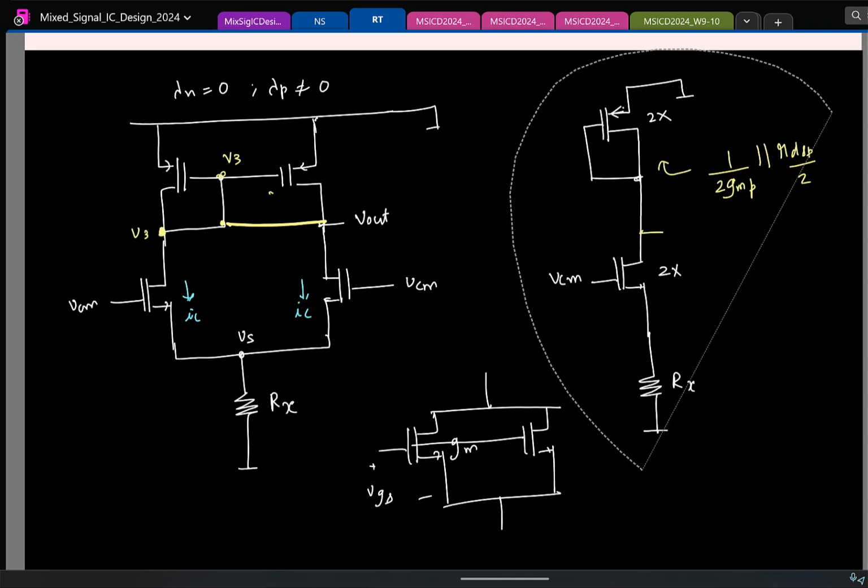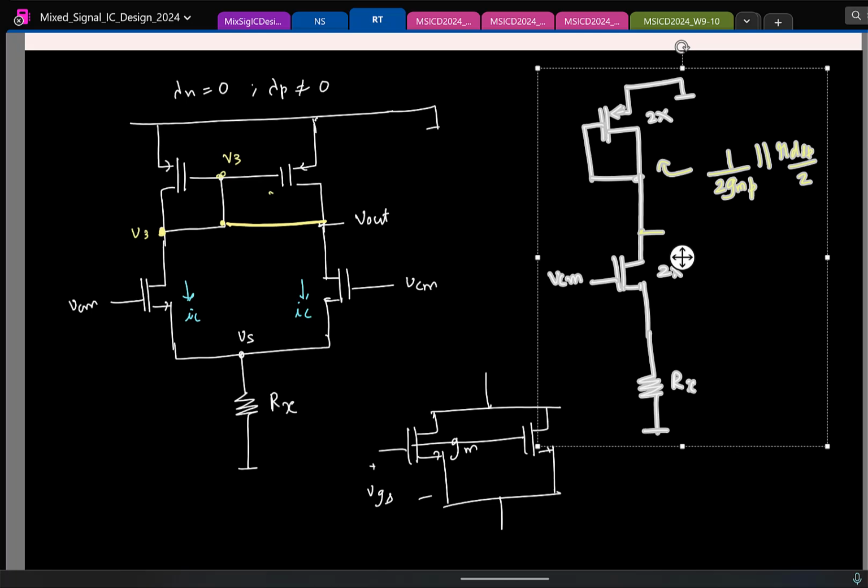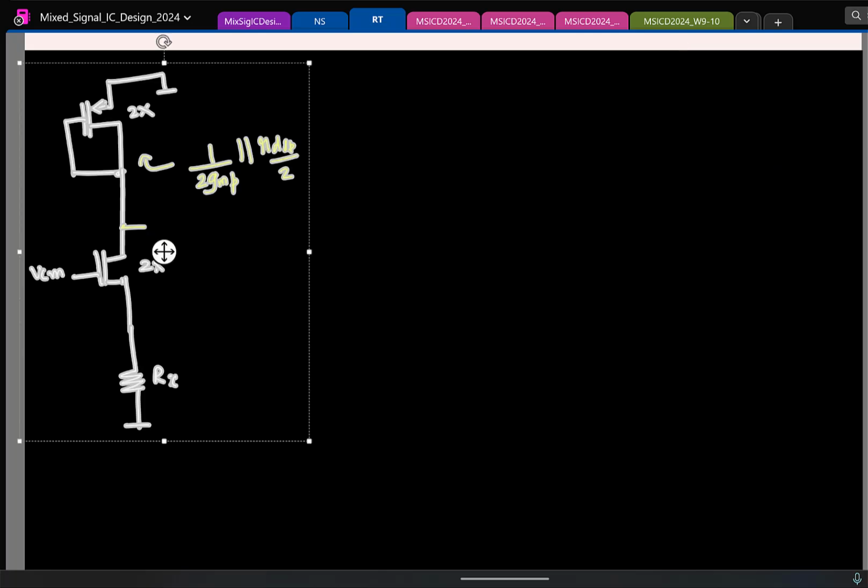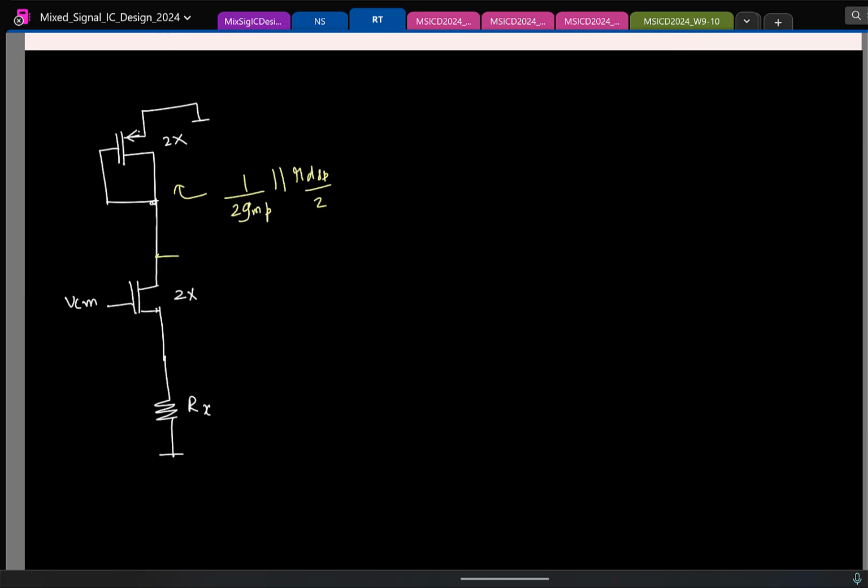Let me just take this circuit. We'll just look at this and wrap up for today. Yeah, so now I will basically replace the circuit like this. So this transistor has 2 times GMN, and you know this impedance. So this is the yellow impedance, say some RD, and this is RX, and I'm applying VCM. So can you tell me what is Vout directly?